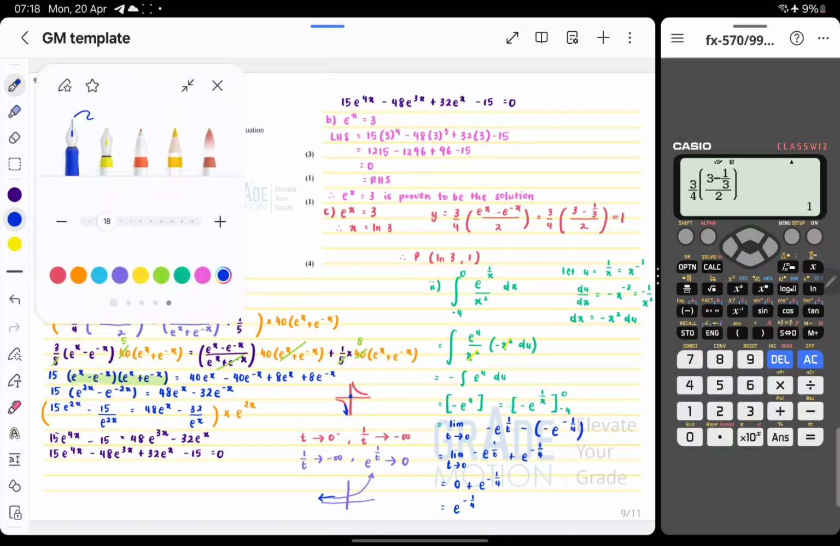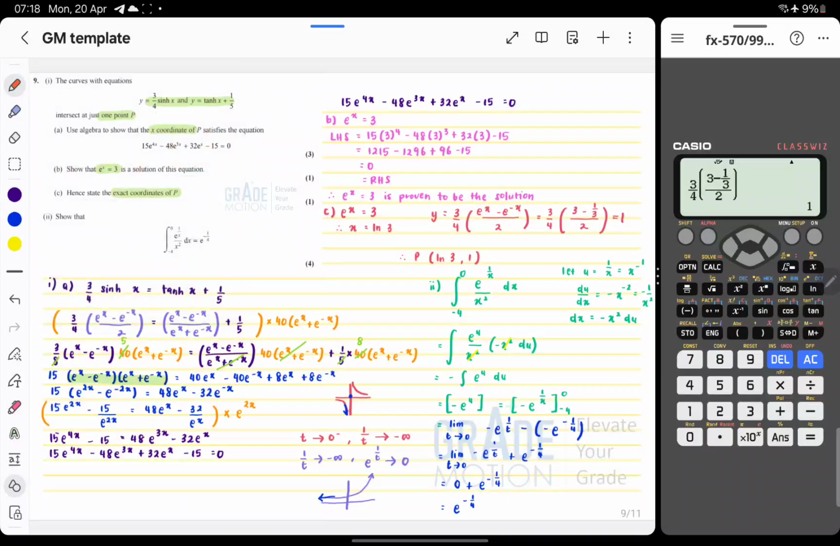Let's just mark all the answers. So this is the answer for part 1A. We have proven. So B, nothing. C is that one. And 2, we also proven that it looks like this.